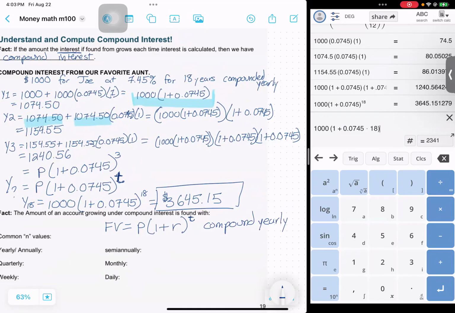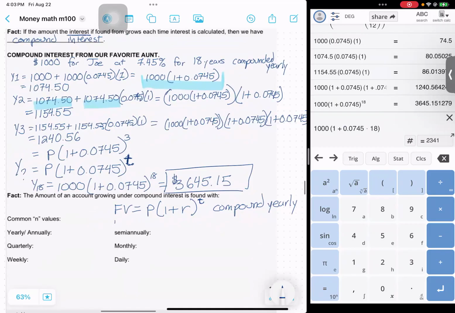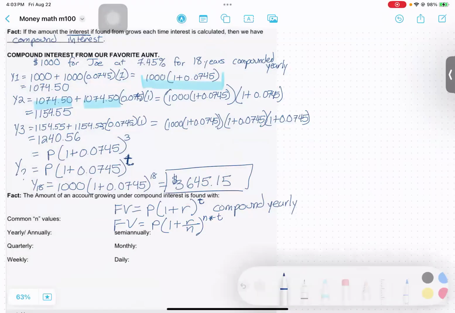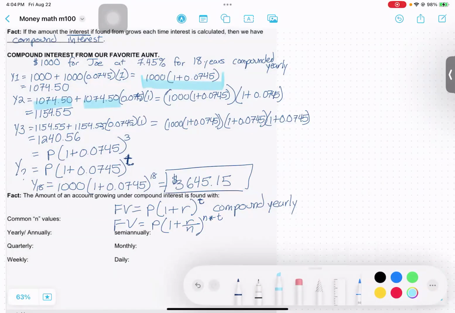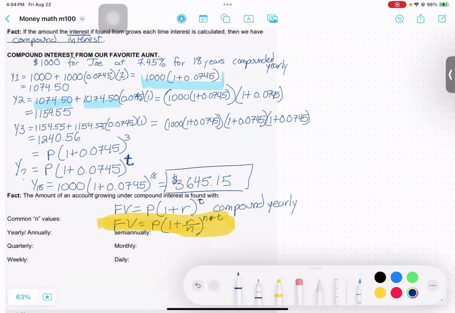Sure does. You can also compound n times a year, and this one's going to be even more important for us. Future value is equal to the principal times (1 plus the rate, because it's a yearly rate, we have to divide it into n times) up to the n times t power. Oh my gosh, you guys, this one, again, big guns. We got a lot going on here.